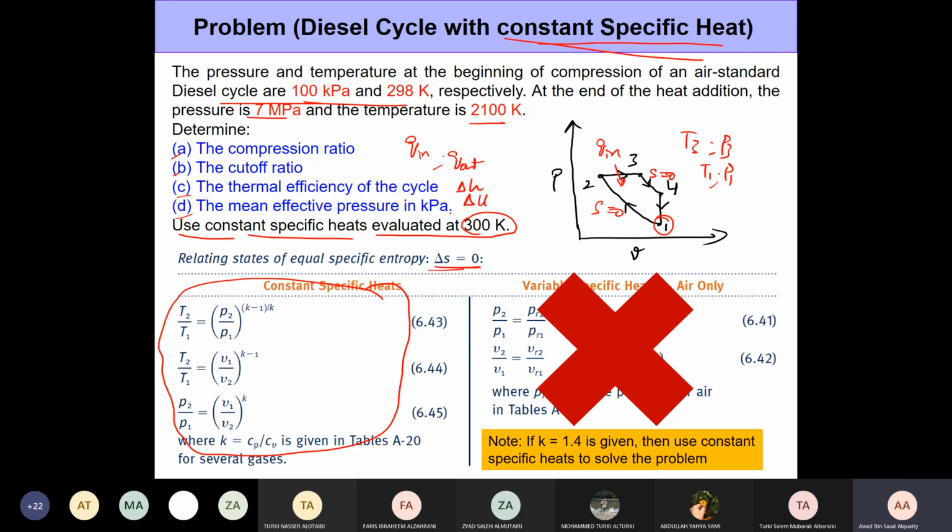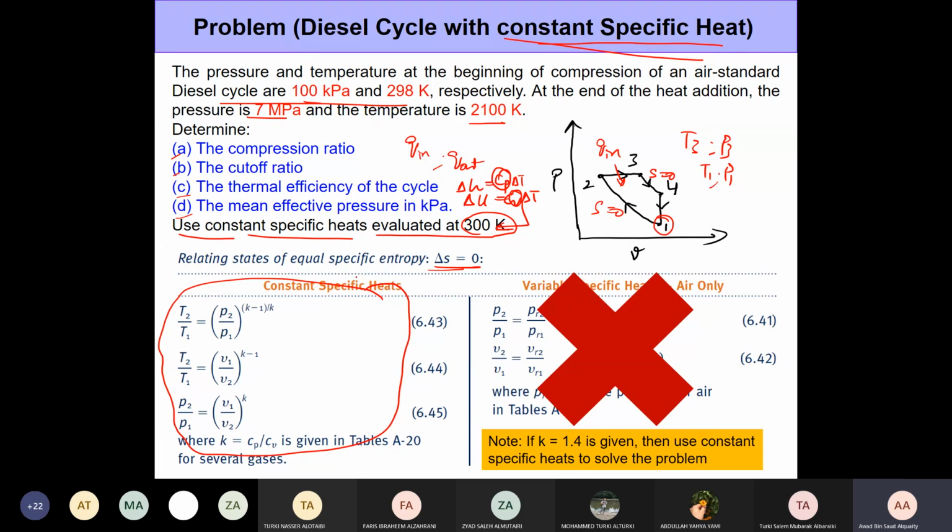Now, since here we are assuming constant specific heat, we don't calculate the changes in enthalpy or changes in internal energy by looking up H and U values from the table. Rather, we need to make use of the Cp delta T formulation or the Cv delta T formulation. And the Cp and Cv values have to be evaluated at 300 Kelvin. So this is the main difference that comes about when you use the approximate method of constant specific heats.